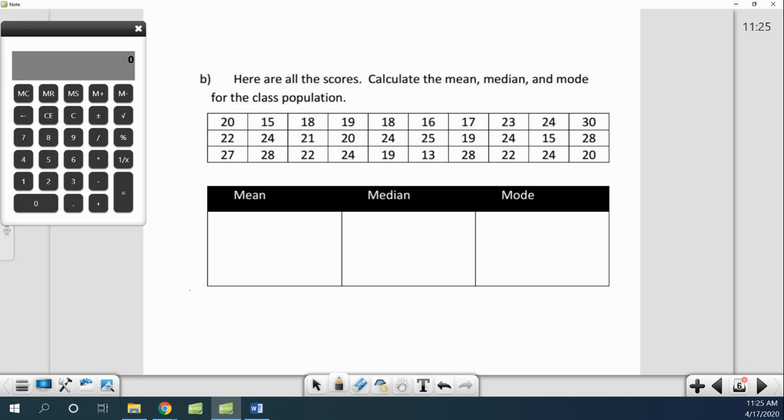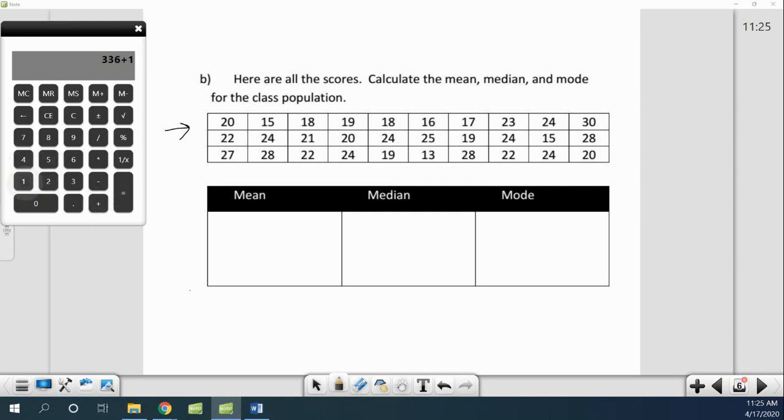Okay, let's do the mean first. So first thing I got to do is add all these numbers. 20 plus 15 plus 18 plus 19 plus 18 plus 16 plus 17 plus 23. I probably should have done this ahead of time. Where was I? 23, 24 plus 30 plus 22 plus 24 plus 21 plus 20 plus 24 plus 25.